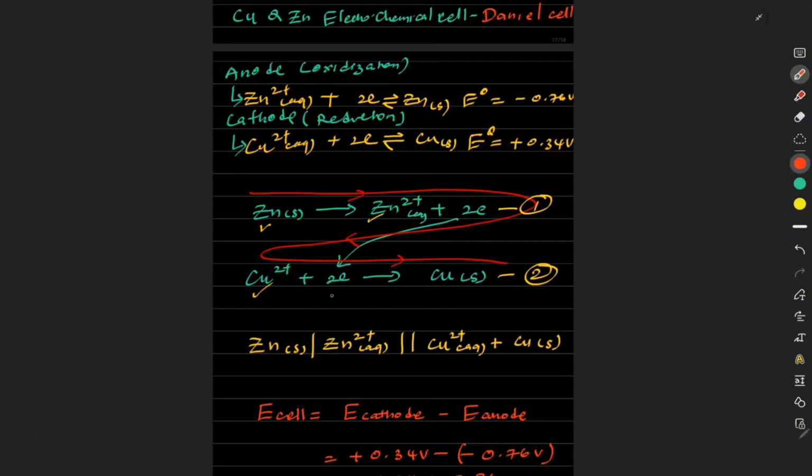We can write the cell notation using this flow: the solid should release an electron, and that electron should be gained by an ion, and it should form a solid. The anode will release electrons, and the cathode will absorb or gain electrons.